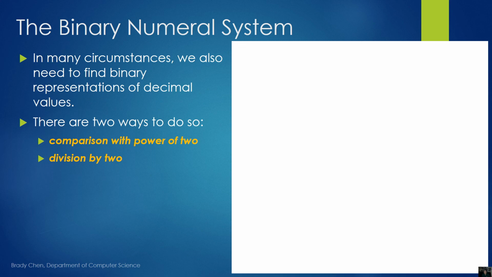Now the next question we have is, if you're given a decimal number, can we actually convert it into a binary representation? That's an interesting question, right? Now the answer is yes. And actually there are 2 ways to do so. One is called comparison with power of 2. The other one is division by 2.